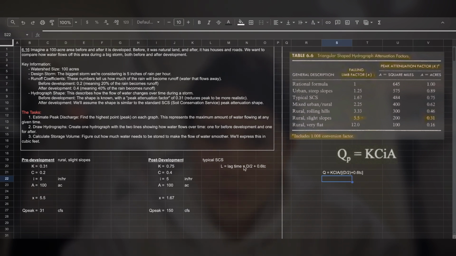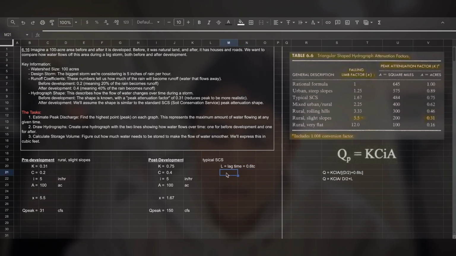So if we account for that, yeah, I think the book mentions lag time. Our lag time, what it's doing is Q equals KCIA divided by D over 2 plus L, which is the lag time. And lag time is 0.6 time of concentration. So we have solved actually for the numerator.